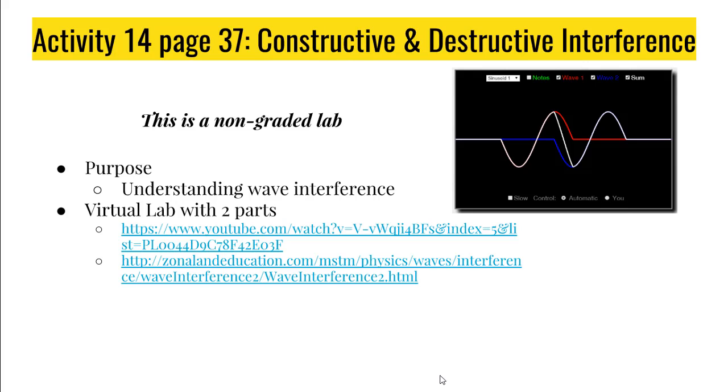Okay, this next one, activity 14, is looking at constructive and destructive interference. This is a non-graded lab. It's actually another virtual lab, and the purpose is essentially for students to just understand wave interference and what can happen. So you can check out the first part on YouTube, and then the second part is this other link that we have here. Again, since it's non-graded, and if you're having technology problems, you may be able to find some other stuff that you can do in the classroom or some replacement labs for this. It's totally up to you.